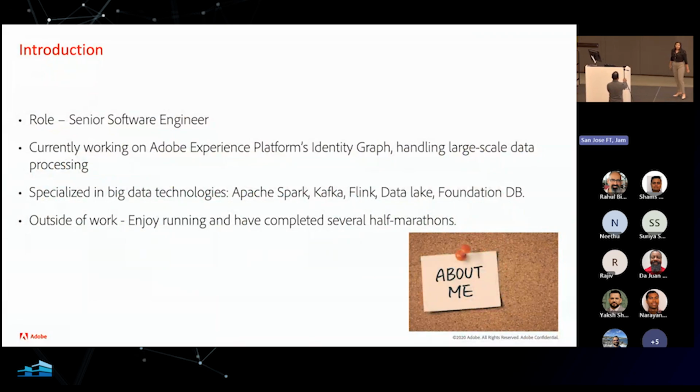All right, a little bit about me before we begin the talk. I'm a senior software engineer at Adobe. It's been 8 years I'm working with Adobe with different teams. Currently, I'm working in Adobe Experience Platform, Identity Graph team. We handle stitching identity graphs across distributed systems, and we build across large data sets. I specialize in big data technologies like Apache Spark, Flink, FoundationDB, and Data Lake. Outside of work, I love running, and I've run a couple of half marathons.